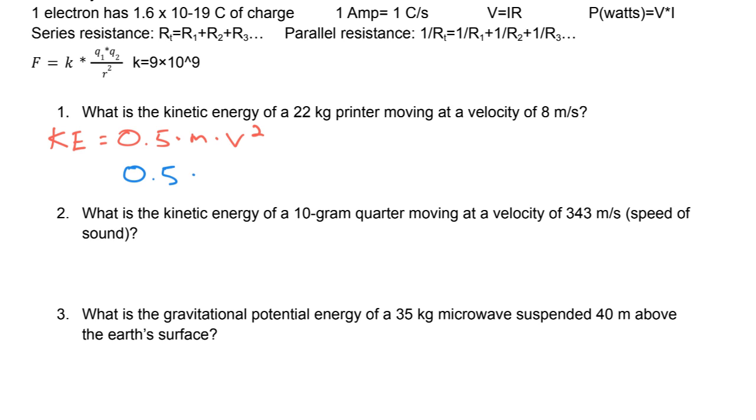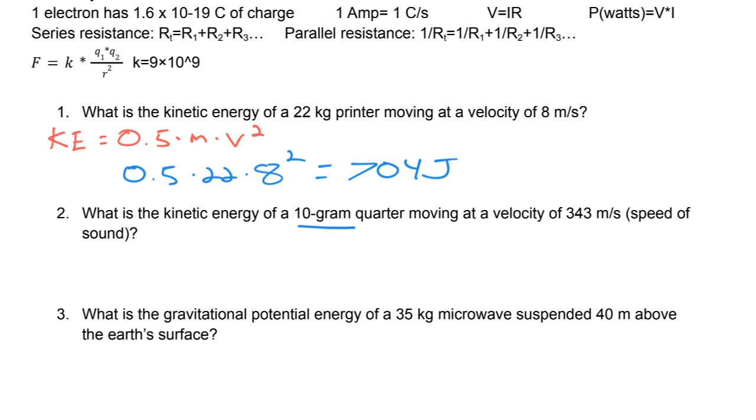So let's plug in what we've got. We've got a 22 for our mass and an 8 for our velocity. Put all of that into your calculator and you get 704 joules.